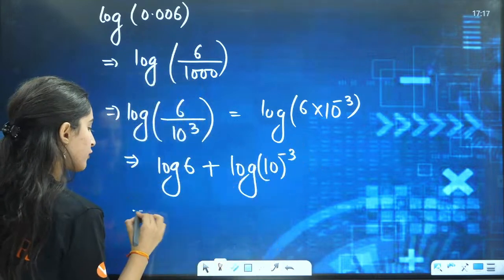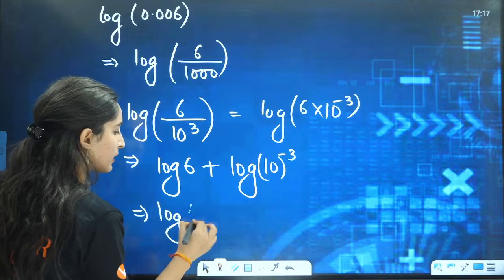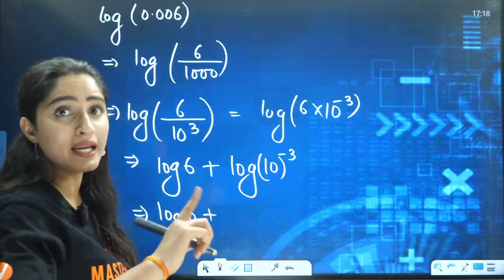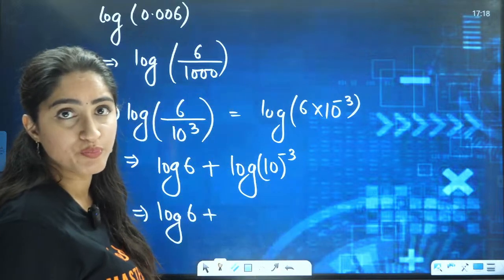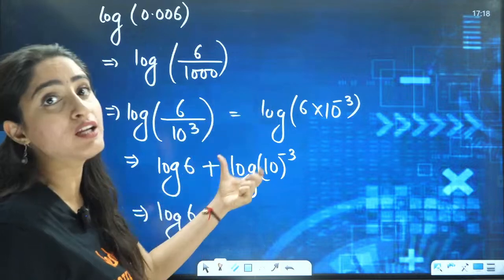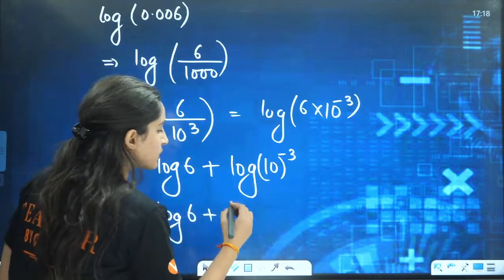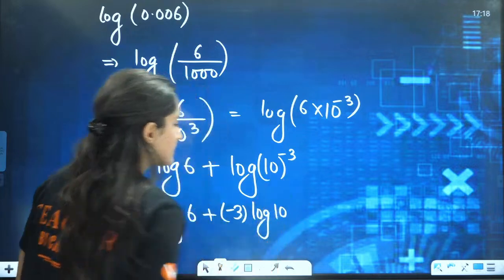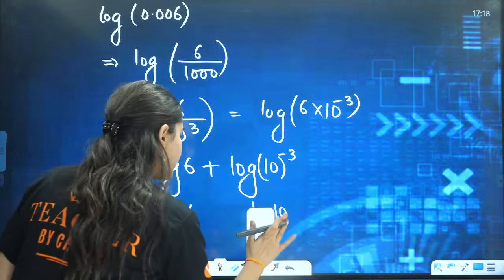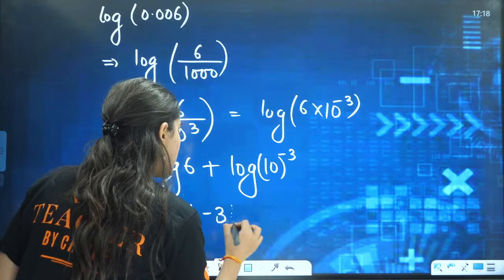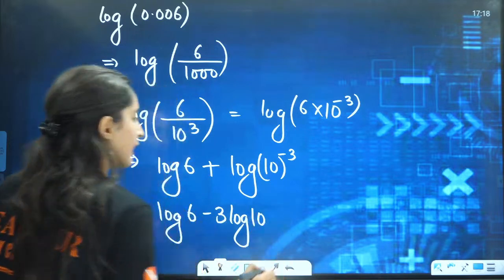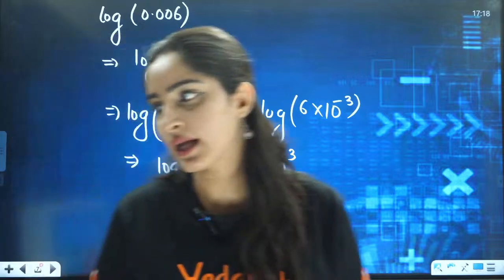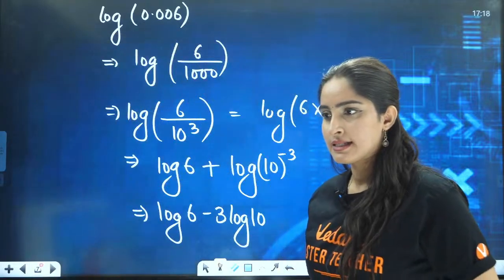Now this power, we will again apply one more property, that is log m raised to power n is equal to n log m, right? So this will come in the front: minus 3 log of 10. Okay, minus 3 log of 10, right?